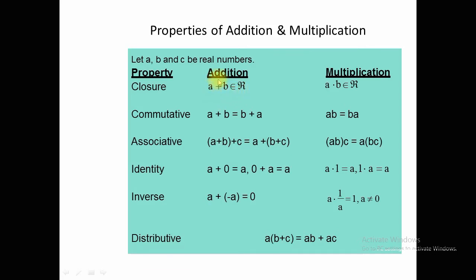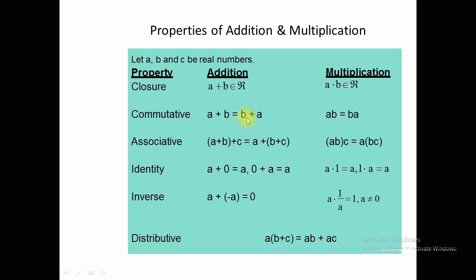real numbers, and this is called the closure property with respect to addition for the set of real numbers. And A dot B belongs to the real numbers, this is called the closure property with respect to multiplication for the set of real numbers. Similarly, the set of real numbers has the commutative property with respect to addition. The commutative property with respect to addition means A plus B is equal to B plus A.